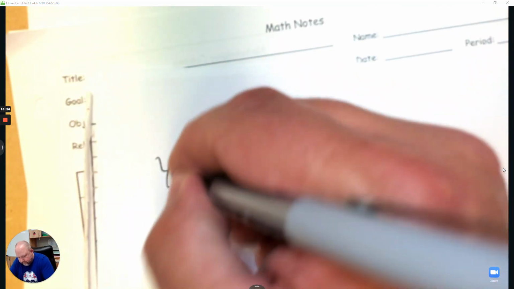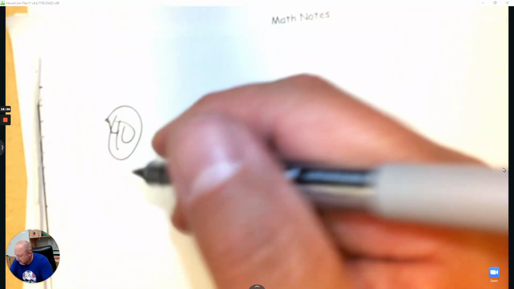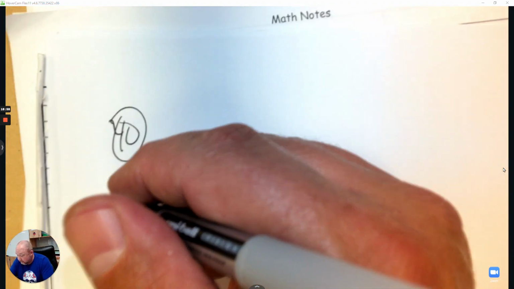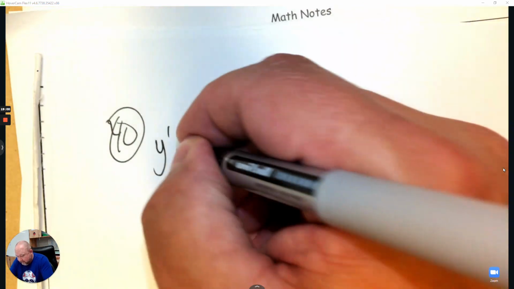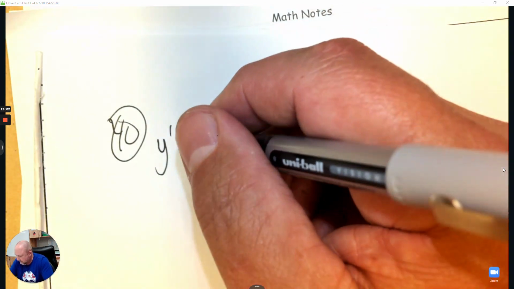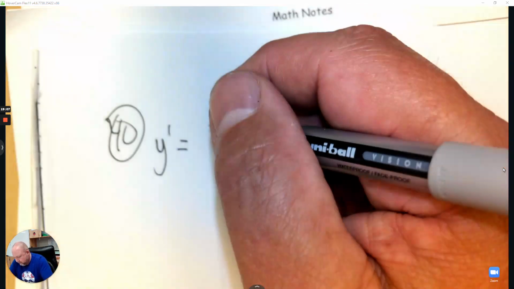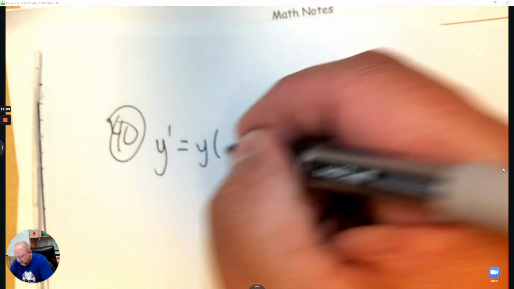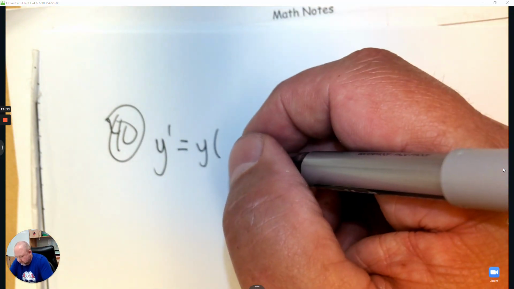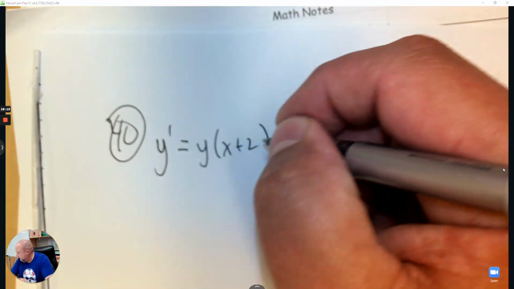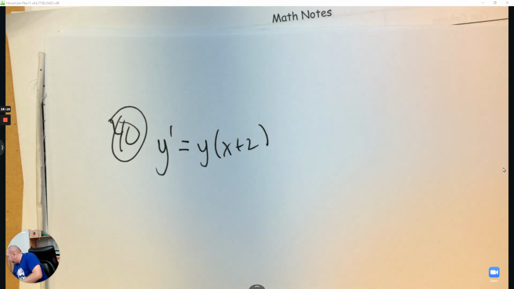All right, number 40. Solve the differential equation and find the particular solution to that. So we have y prime equaling, what did I already say? When I factored out a y, it was x plus 2, right? What I said? Yeah. All right.